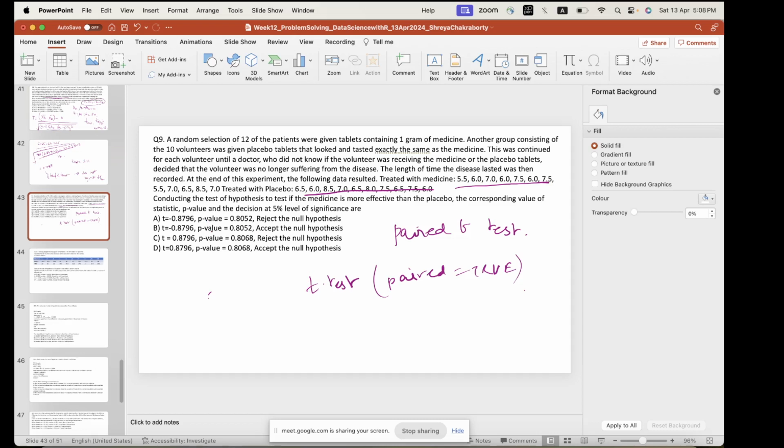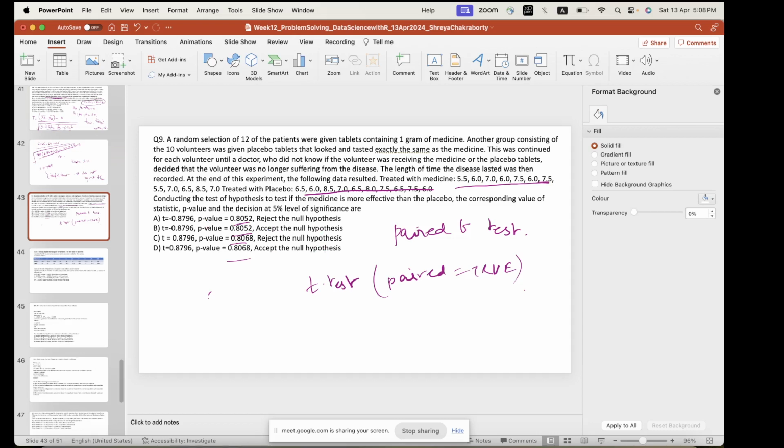So without seeing anything over here, all the p-values I see are greater than 0.05. So we are going to accept the null hypothesis. Okay, whatever be it, we are going to accept the null hypothesis.